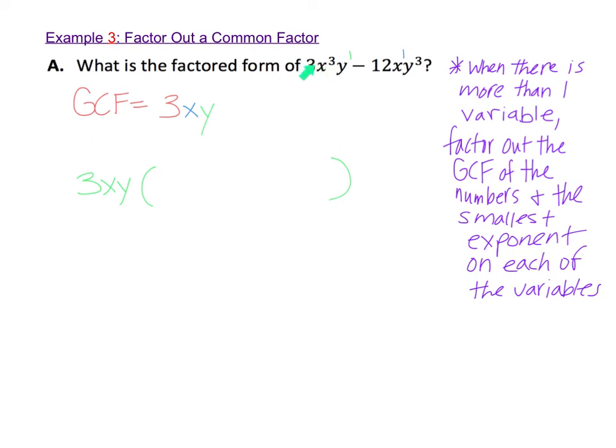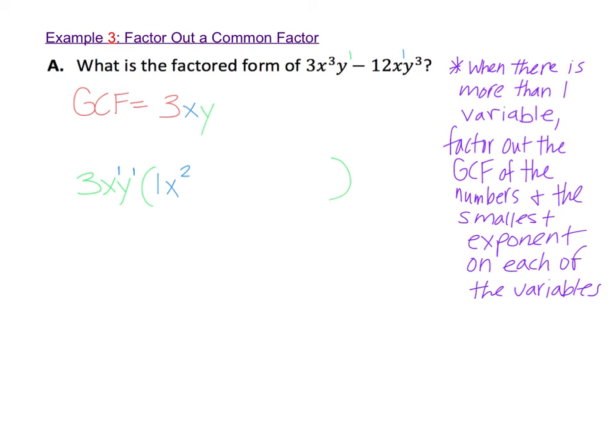I like to think of what multiplies back with this to get back to 3x to the third y to the first. Remember, we have one of the x's outside here and one of the y's. So to multiply back to 3, I just need a 1. And then to get up to x to the third, we have an x to the first out here. We need two more x's. So that's x to the second. The y to the first is already covered in the greatest common factor.